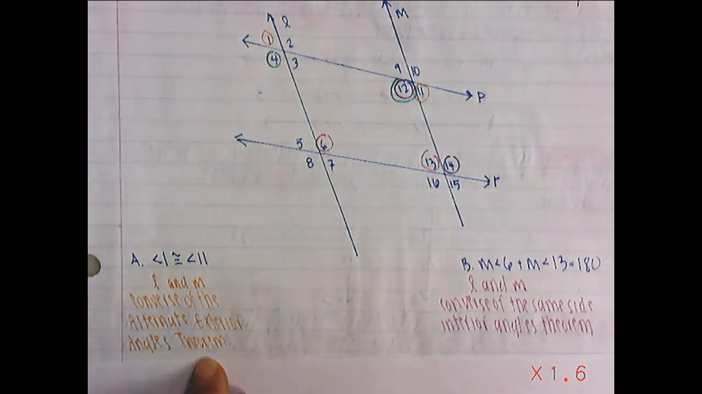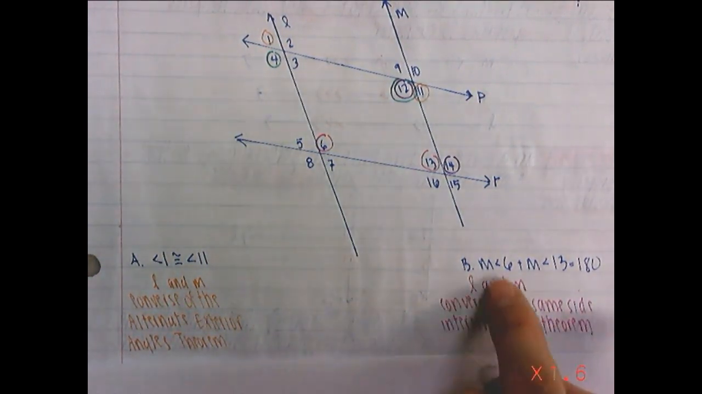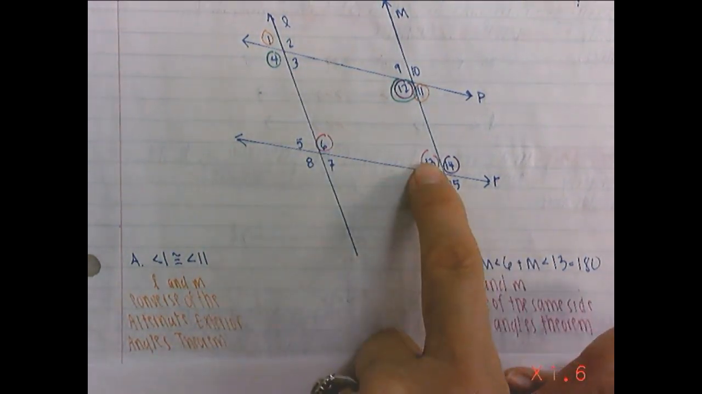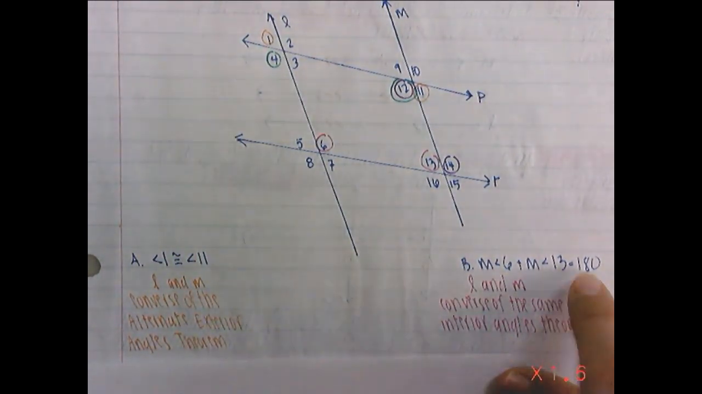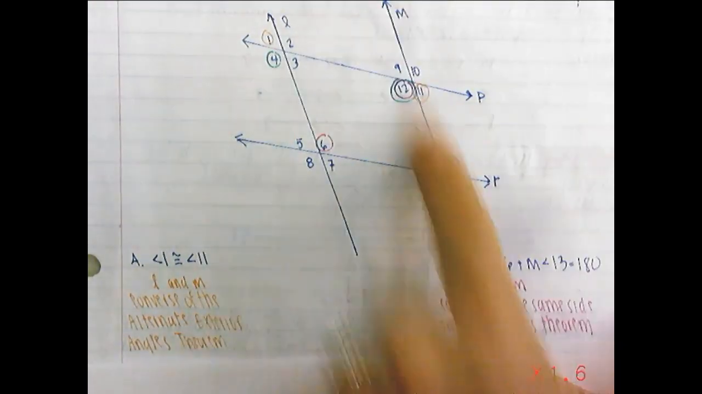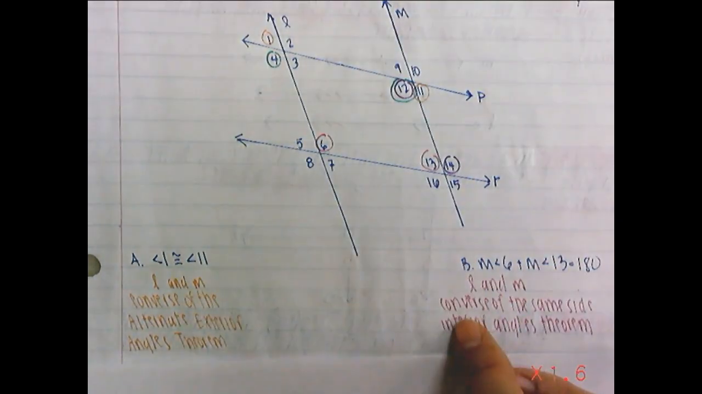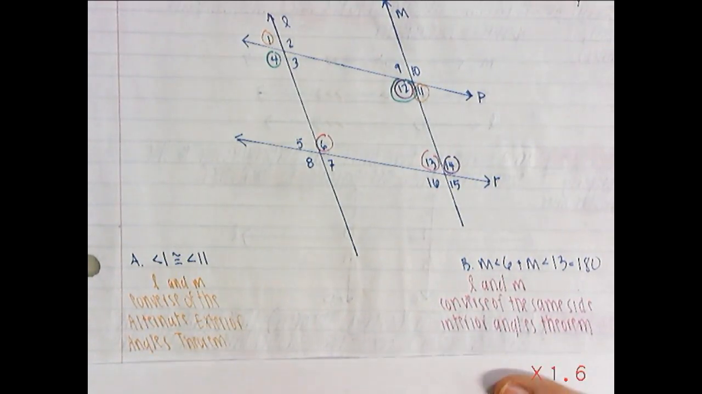So converse, converse, converse, whenever we're trying to prove lines parallel. Next, the measure of angle 6 plus the measure of angle 13 equals 180. These lie on these lines right here. So I could say that L is parallel to M based on the converse of the same side interior angles theorem.